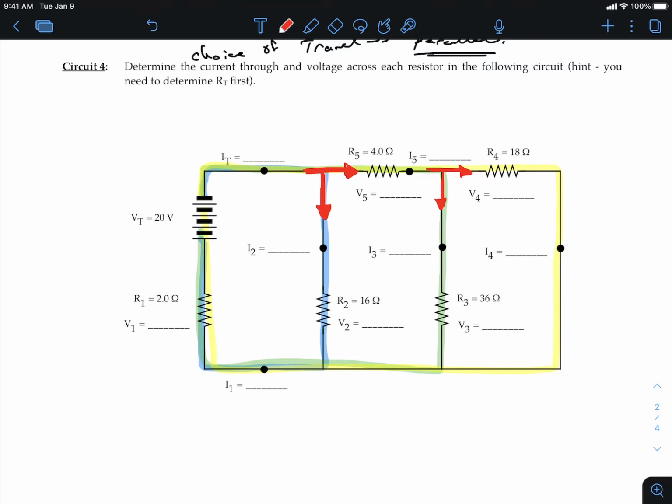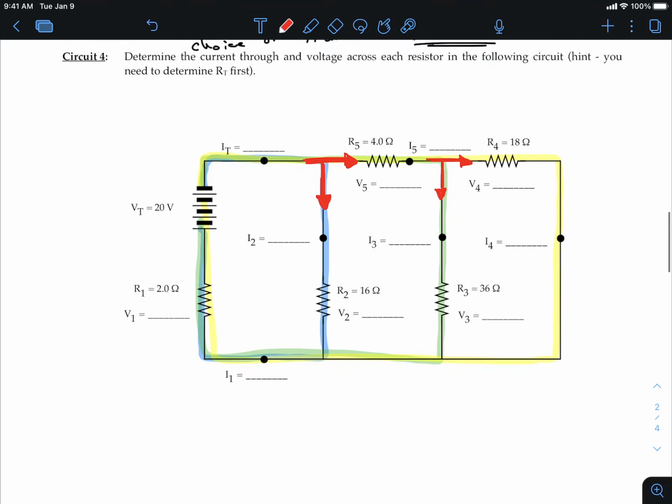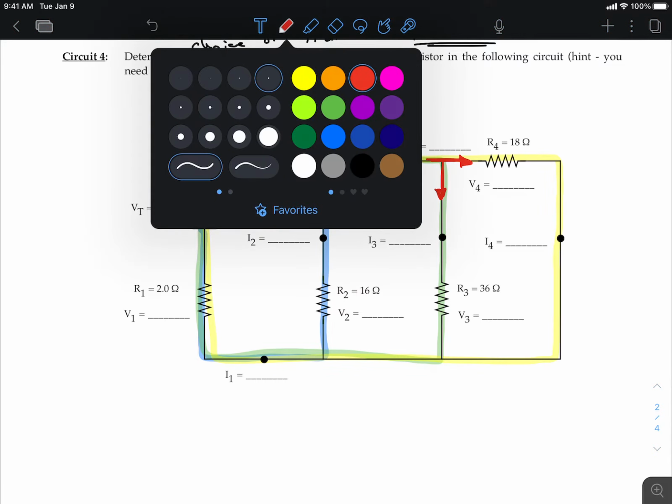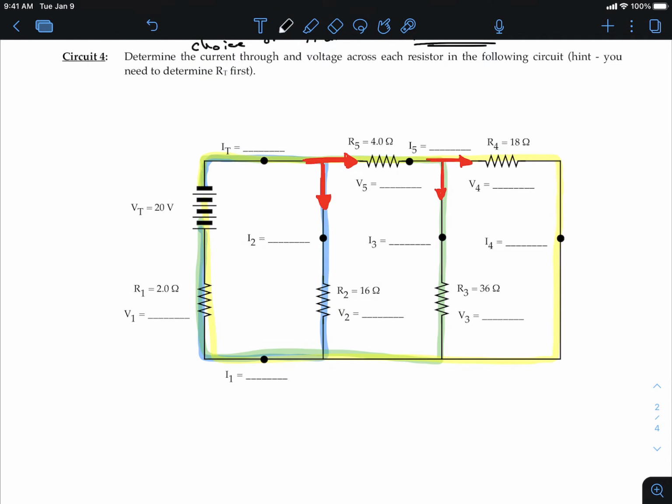Okay, and so what I would say is to start at the furthest point and work backwards. So I'm going to start basically at R5, the junction here, and I'm going to figure out the parallel resistance going on in there. Okay, so I'm going to find RP for this choice.